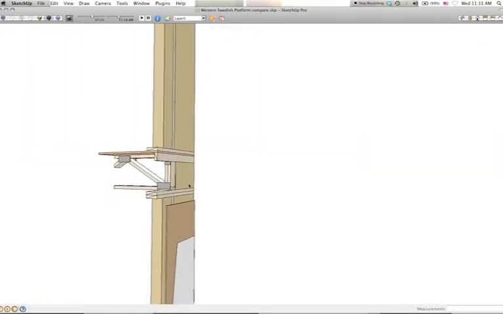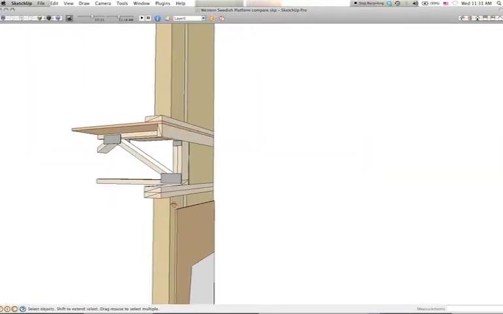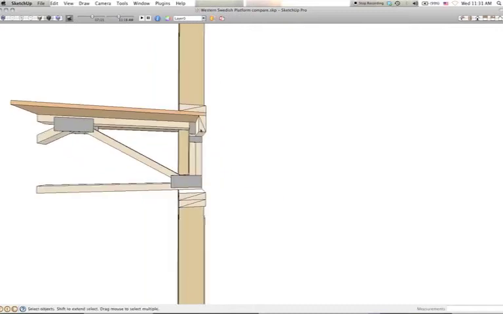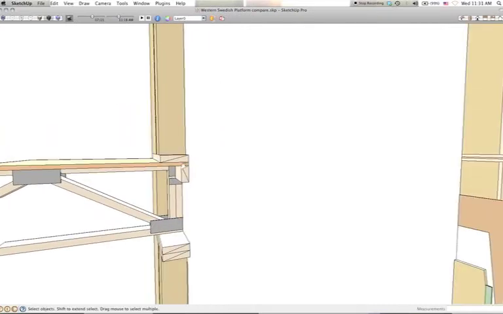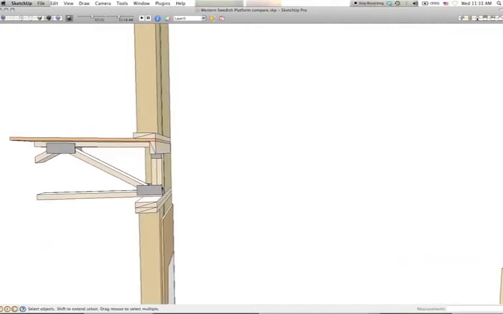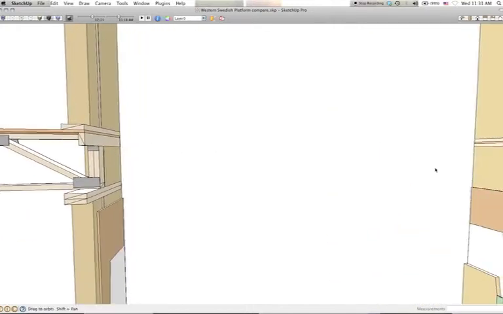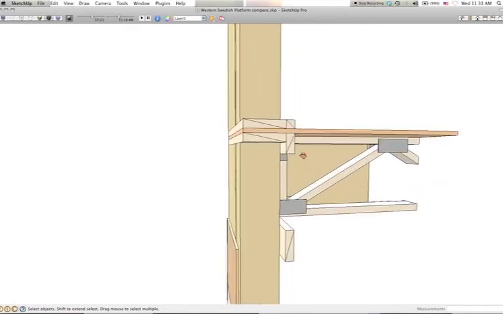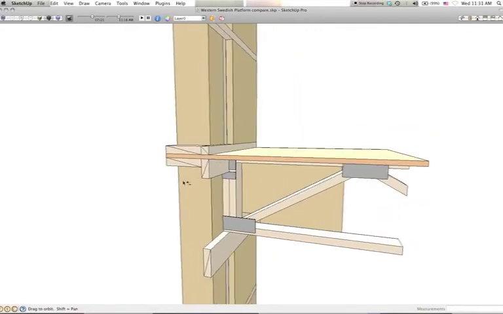Over the Western platform frame, we have two thermal bridges, one at the top of the ground floor wall, one at the bottom of the second floor wall. Brings our total thermal bridges to the Western platform frame to 6. Brings our total for the Swedish platform frame to 2.